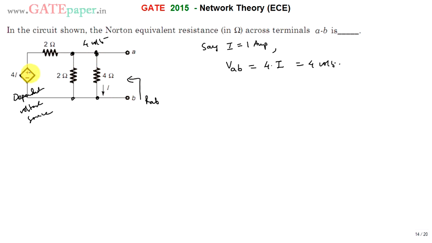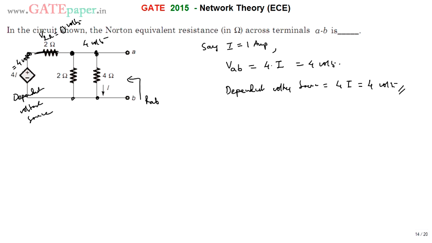Now what is the dependent voltage source? The dependent voltage source is given as 4I, and I is equal to 1 ampere, so it will be equal to 4 volts. So this node is at 4 volts and this is also 4 volts. For this resistor, one side is at 4 volts and the other side is at 4 volts. The potential drop across this resistor is 0. The voltage across the 2 ohm resistor is 0 because both ends are at the same voltage.